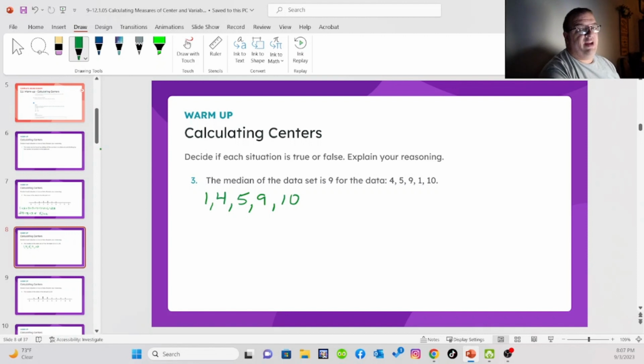Now, if I have an odd number of data points in my data set, then the number right in the middle is the one that is going to divide it in half. So in this instance, 5 is my number in the middle. This would be my median. That gives me 2 numbers to the left, and it gives me 2 numbers to the right. So 5 is my median. So this situation would be false. The median is 5, not 9.